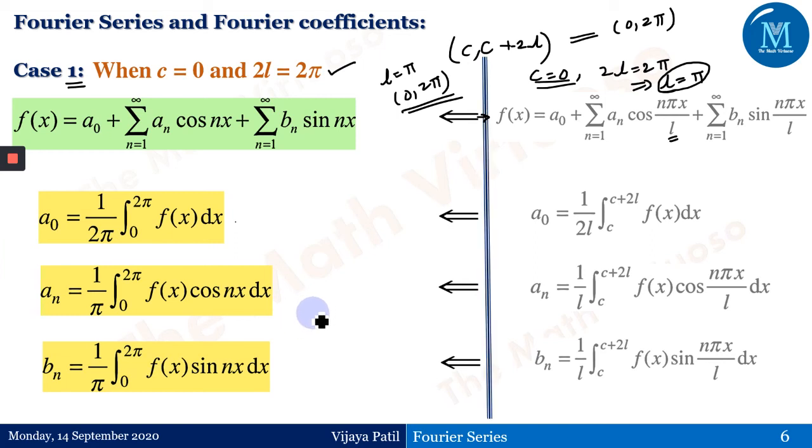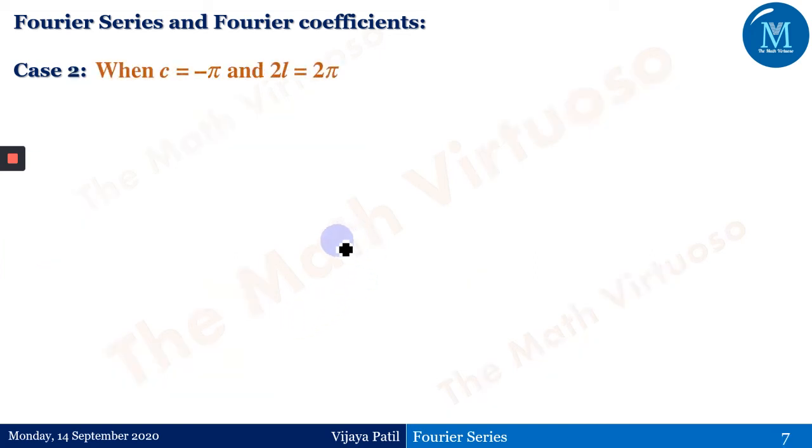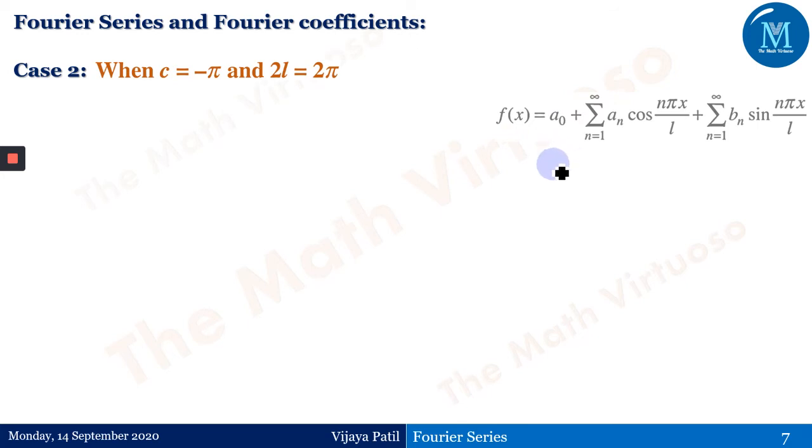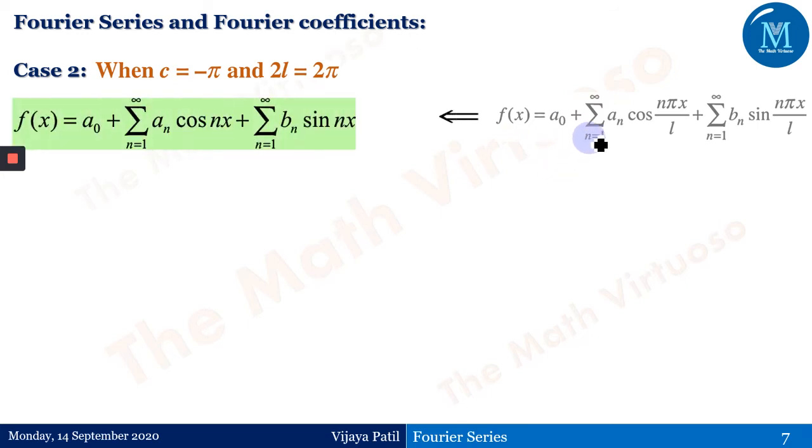Okay. Then case 2 is when c is equal to minus pi and 2L is equal to 2 pi. Let me just go ahead. So f of x is this, and what will be the L? The value of L is again pi, because 2L equals 2 pi, so L equals pi. That's the first thing I noted down. And the second thing is c is equal to minus pi, 2L is equal to 2 pi, which means L is equal to pi.